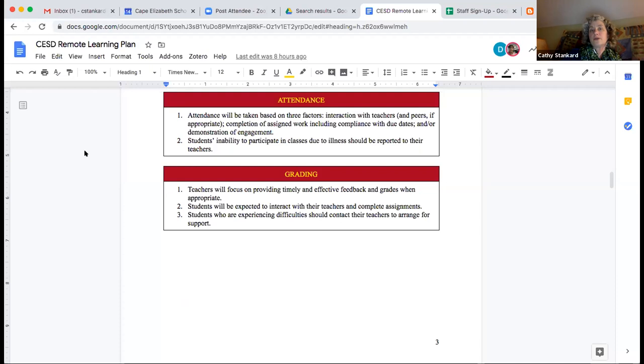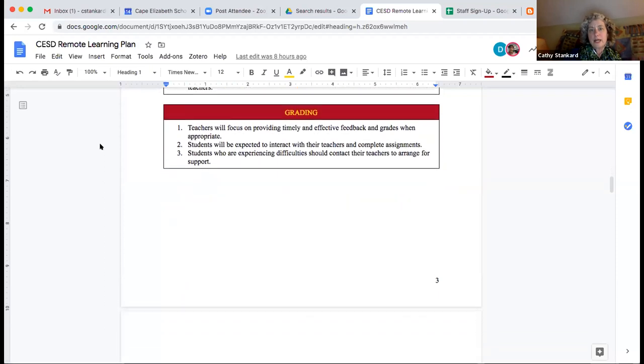Then the next two issues that are addressed in the plan are those of attendance and grading. Attendance is based on three factors: the interaction that the students are having with their teachers, whether they are completing their work, and whether they're demonstrating engagement. So we're very much taking into account the fact that this is remote learning. It's not like just showing up for school or showing up for a particular class. And our hope is that students who are unable to participate will contact their teachers to make clear that they're ill and unable to partake.